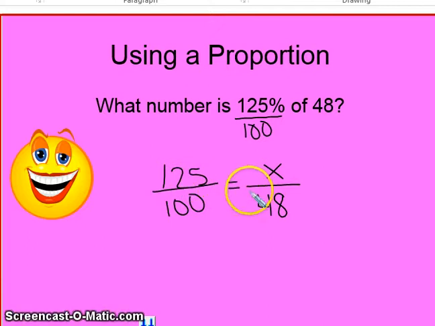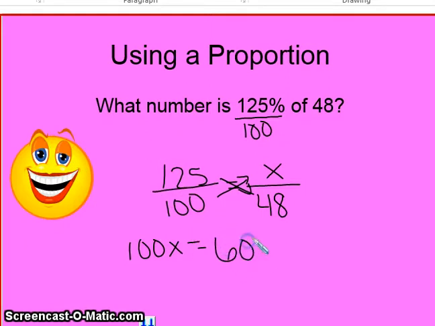And then we're looking for what number is 125% of that. A proportion we can solve using cross multiplication. So when I do this, I get 100x equals 125 times 48, which is 6,000. Then in order to solve for x, I can divide both sides by 100.